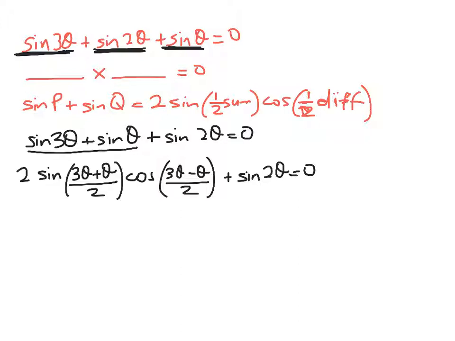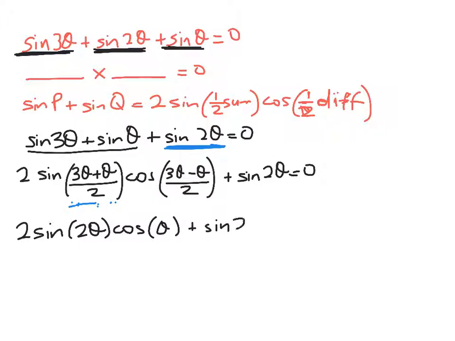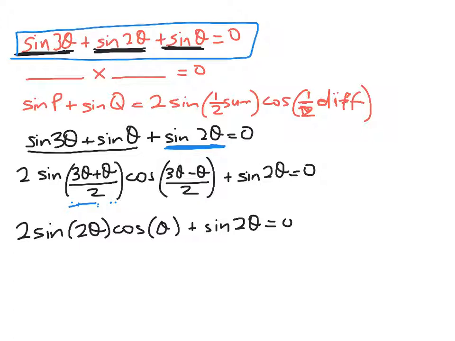So why am I happy with that? Well, looking a little bit down the track, I've got a sine of 2 theta here, and I can see that I'm going to have 2 theta here. So that's going to give me a common factor that we can take out. So working through that, we've now got 2 sine of, well, 4 theta over 2 is 2 theta, cos 2 theta over 2 is just cos of theta, plus sine 2 theta equals 0. So we've gone from something pretty awful up here to something really nice and easy here.